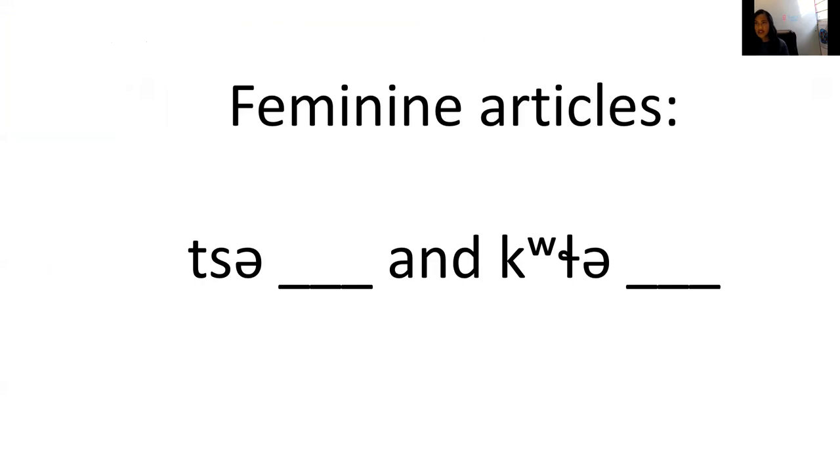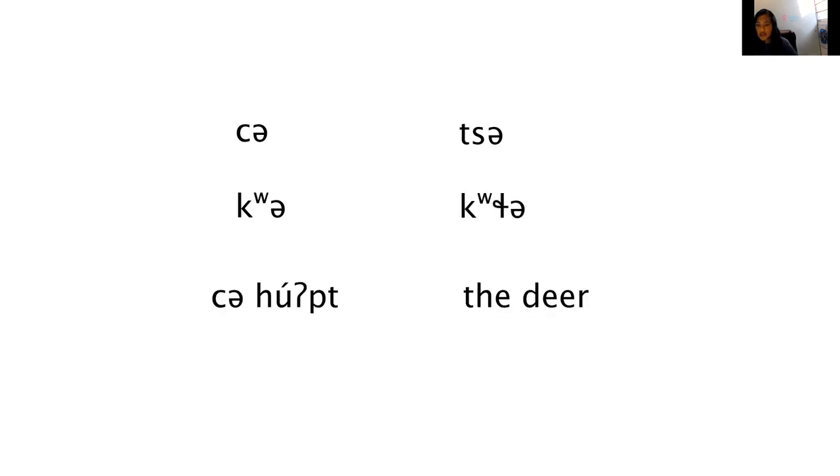Our feminine articles are sa and kʷə. These two articles are the feminine forms for sa and kʷə. So the feminine article for this sa is tsa. So this is sa, tsa, and kʷə, kʷə. So hoped in this sentence means the deer, and sa hoped would mean the doe.